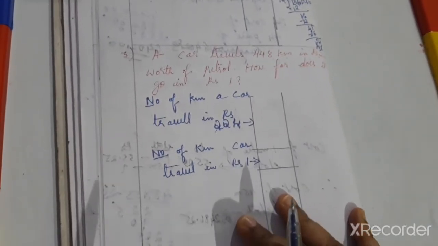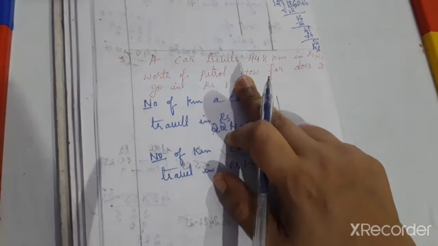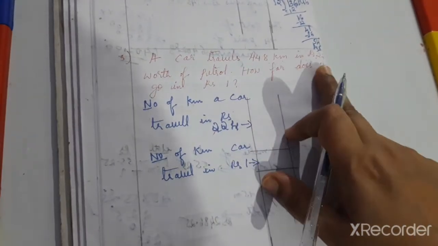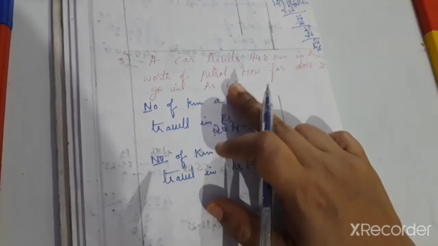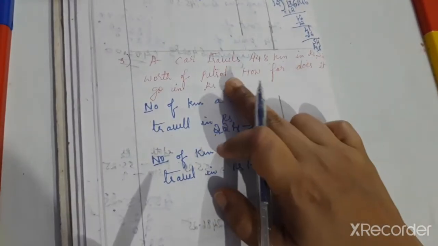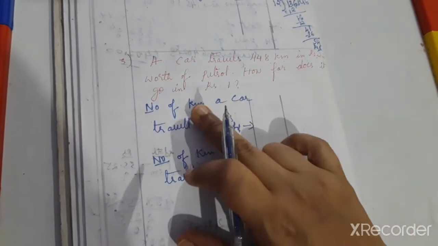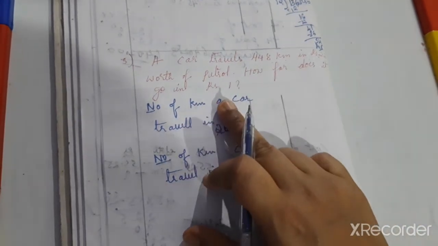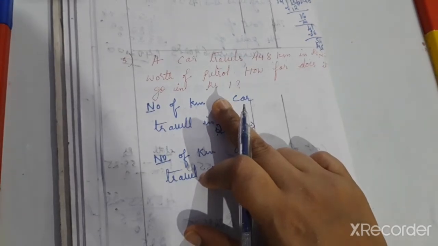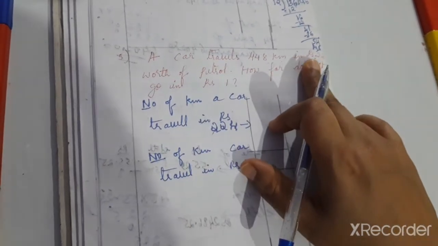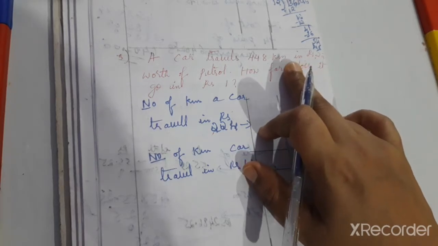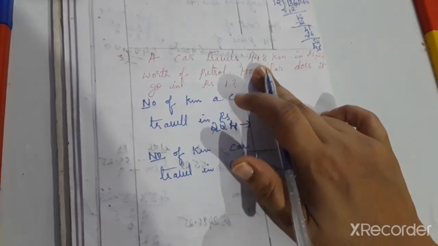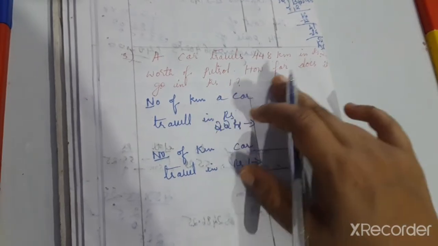Next question, the fifth one. A car travels 448 km on rupees 224 worth of petrol. How far does it go on rupees 1? For 1 rupee, how far does it go? So on 224 rupees worth of petrol, the car travels 448 km. For 1 rupee, how much?